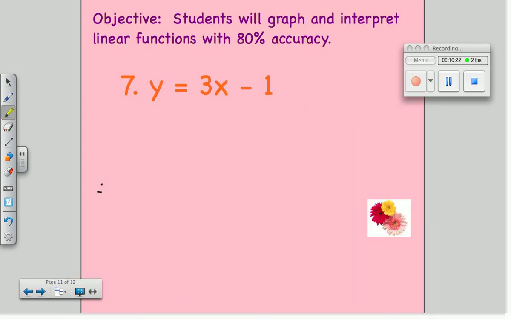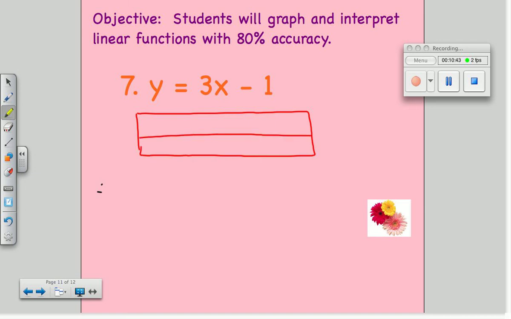I skipped 6 somehow. Sorry about that, guys. It skipped 6. It's okay. Y equals 3x minus 1. This time we're going to give x some values. So we're going to draw a table. We're going to have our x and our y. Let's give x some values. Let's give x maybe 1, 2, 0, and negative 1.